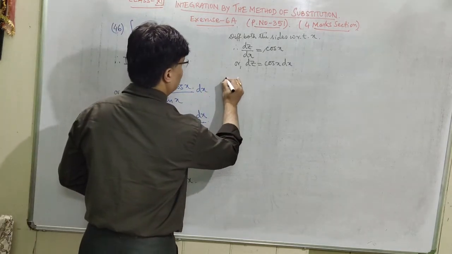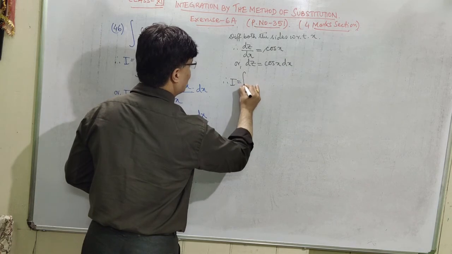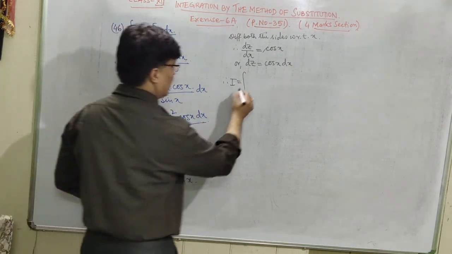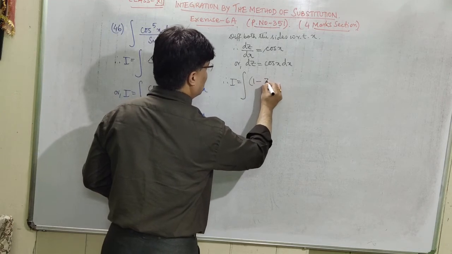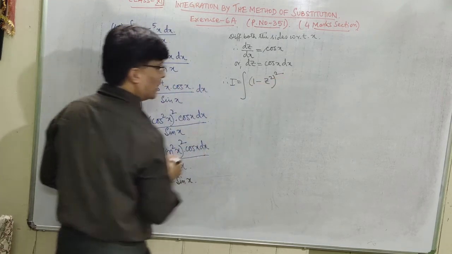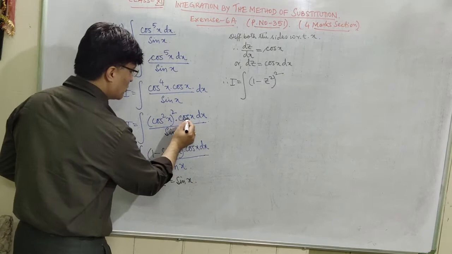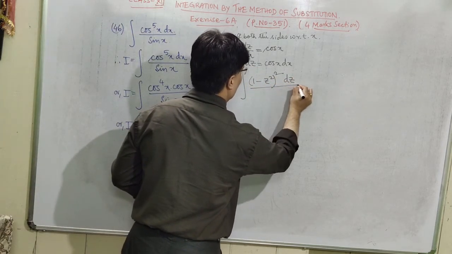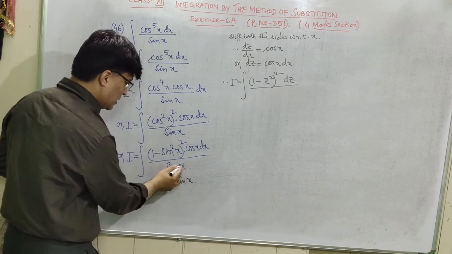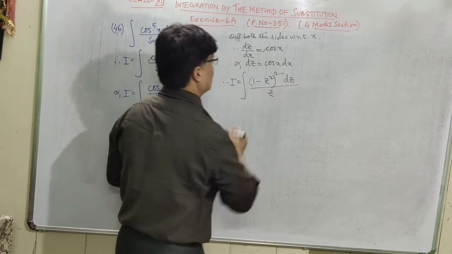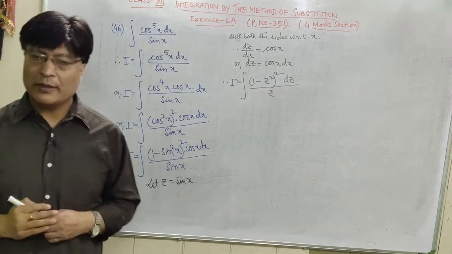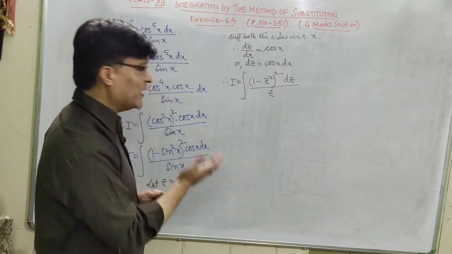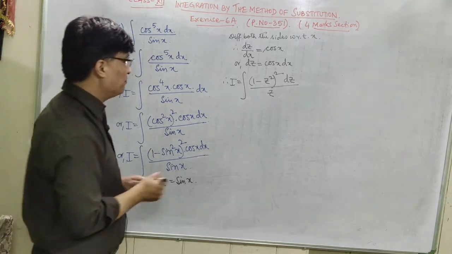So what is I now? So I is equal to integration of 1 minus sin square x is there. 1 minus, so it is z square whole square. Okay? What is cos x dx? It is dz. So this whole divided by, what is sin x? It is z. Okay? Now you can simplify it further to integrate them.